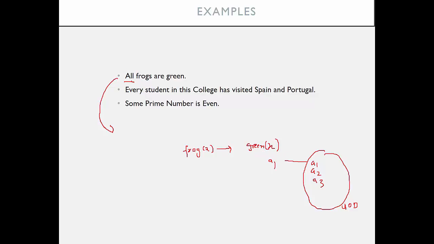And here we have to represent what's called "all". For "all" we use the universal quantifier. So for all x, if x is a frog, then x is going to be green. So that's how we solve this statement.